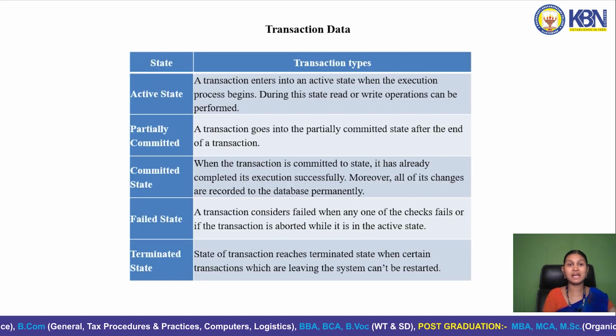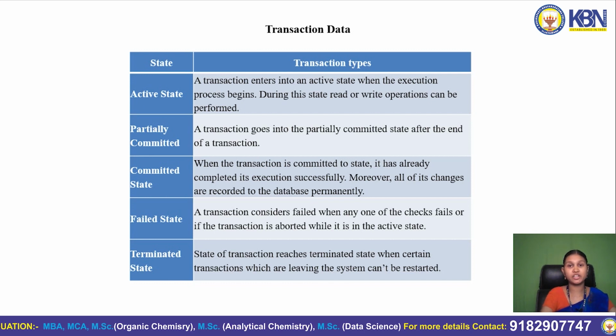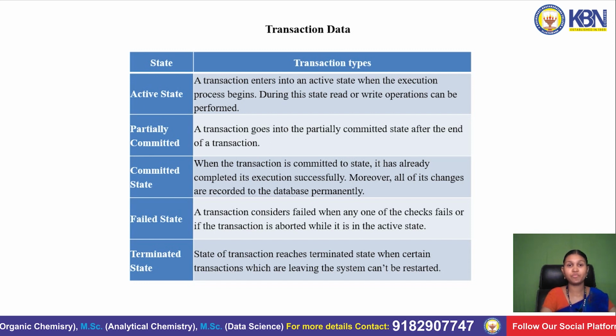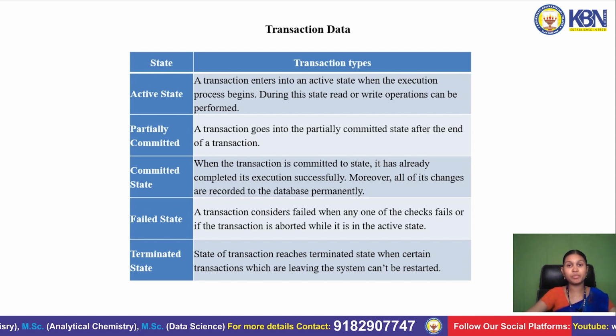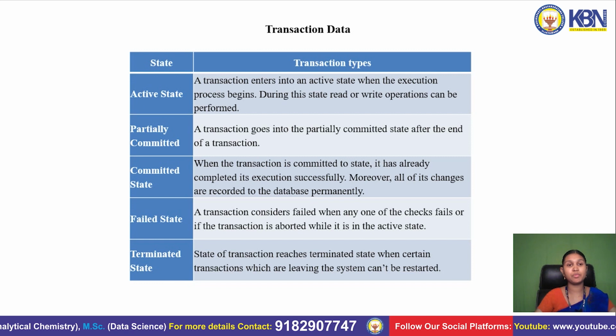Now coming to transaction data. In this transaction data we have several types. First one is an active state, second one partially committed, third one committed state, fourth one failed state, fifth one terminate state. What is an active state? When a transaction enters into the active state, the execution process begins. Here the transaction will be reading, or writing operations can be performed.